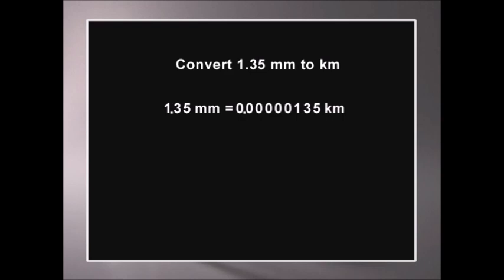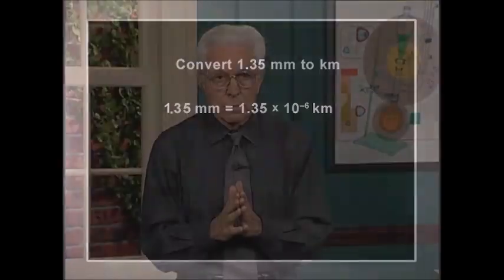Too many zeros, frankly. A much better thing to do would be to multiply the 1.35 by 6 powers of 10, which would then put the answer in scientific notation. Of course, now I have to decide whether to multiply it by 10 to the 6th or 10 to the minus 6th. How do I decide that? Well, since I know that I need to get a smaller number of kilometers than I had millimeters, this tells me that I should multiply by 10 to the minus 6th, not 10 to the 6th.